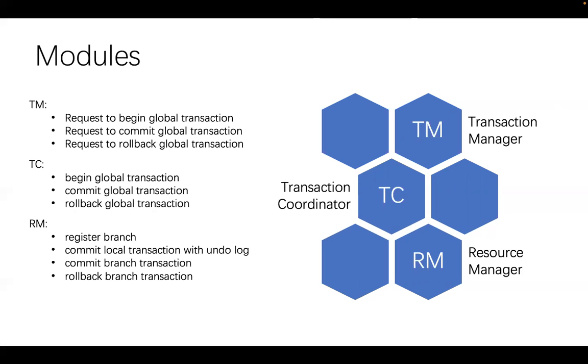And the resource manager registers branches, and after the branch is registered successfully, it will commit the local transaction with the undo log. In case the global transaction commits, it will commit the branch transaction by deleting the undo log. And in case of global rollback, it will roll back the branch transaction by executing the undo log stored before.